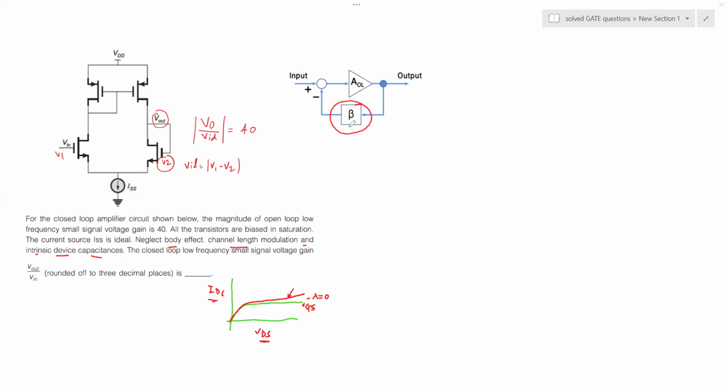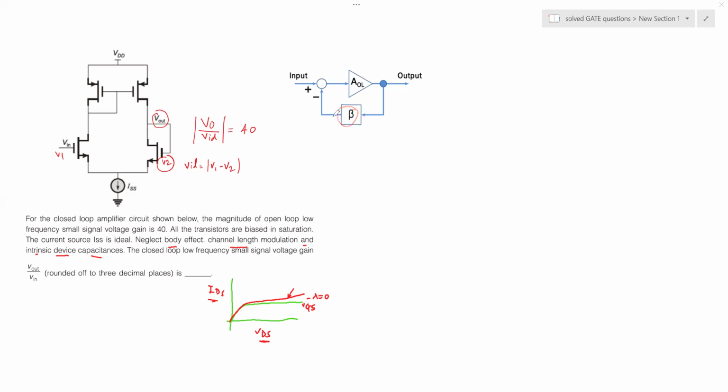the feedback network beta. So you have some passives here, whether resistors, capacitors, inductors, or combinations thereof, where the job of this feedback network is to attenuate the output signal. It takes a fraction of the output signal. It means it reduces the output signal and feeds a portion of it to be added with, or subtracted in this case, from the input. Okay. And this is your AOL, which is the open loop gain, which is set to be 40 in our case.